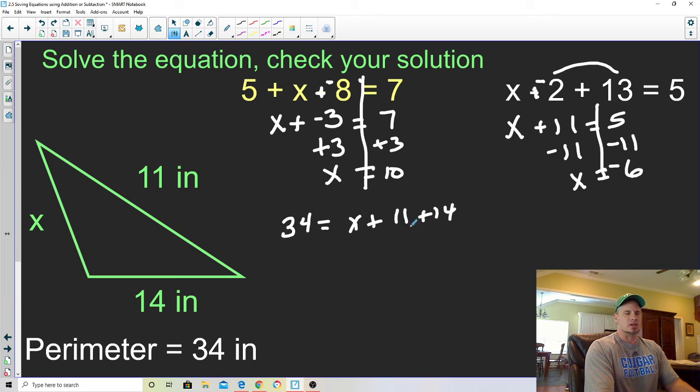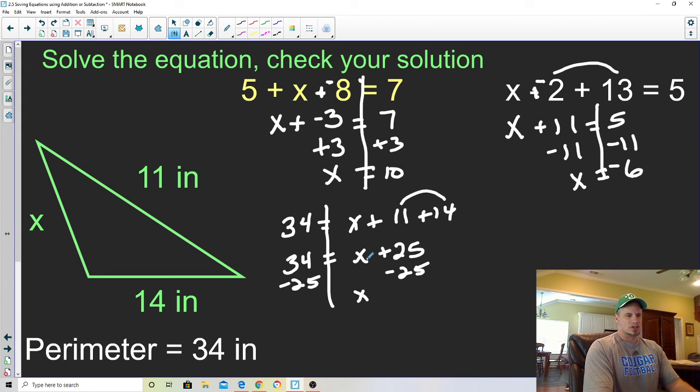Okay, so what we want to do is this. We want to simplify this by adding like terms. And the like terms are these constants here, 11 and 14. When I add those together, I get 25. Okay, that equals 34. Now I'm going to subtract 25 from both sides.